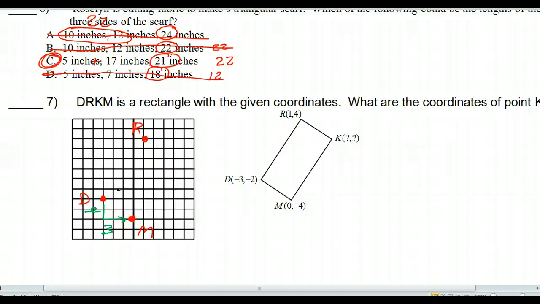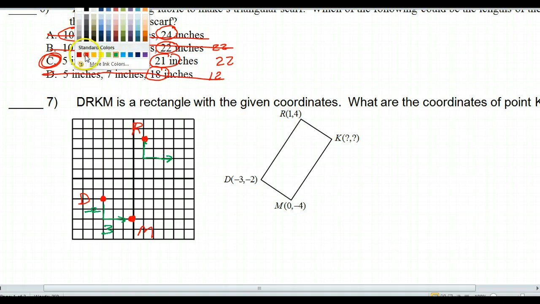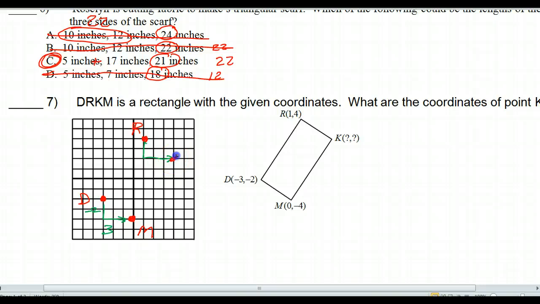So if I do the R and I go down 2 over 3, look where I end up. I should end up right there. So that better be the corner. This better be where my K is. And when you look at it, see how perfect it looks? It's pleasing and satisfying to the eye. You can kind of tell that you did it right.